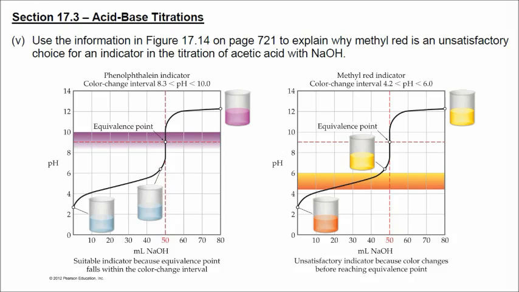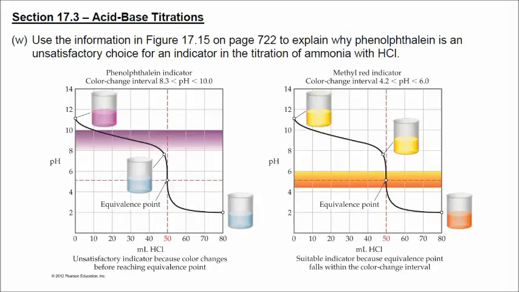What if you had a weak base titrated with a strong acid? Well, now methyl red is fine to use because the equivalence point is around pH 5. But had you used phenolphthalein, you would have stopped your titration before the equivalence point. So again, you can see that the phenolphthalein would have turned from pink to colorless at around pH 8, and you're stopping your titration early.